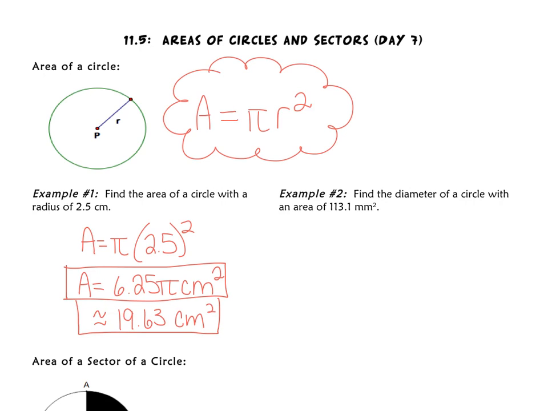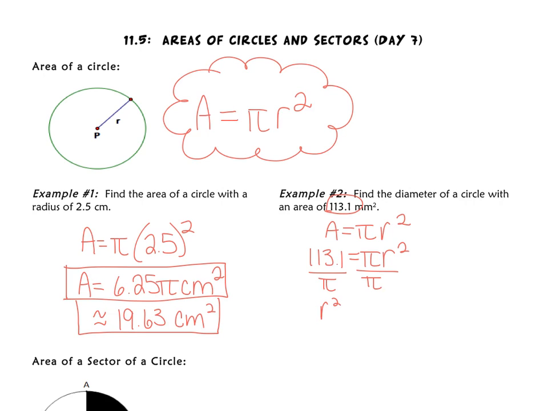All right, next example says find the diameter of a circle that has an area of 113.1 millimeters squared. So again, we're going to use area equals pi r squared and plug in what we know. We were given that the area is 113.1, so I plug that in for area equals pi r squared. Okay, we have to divide both sides by pi here.